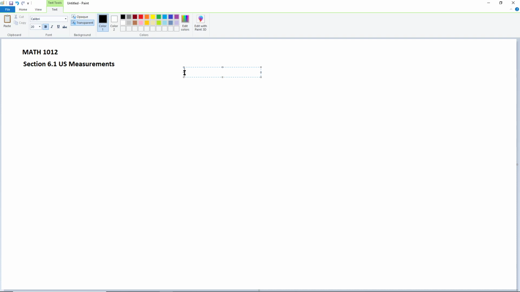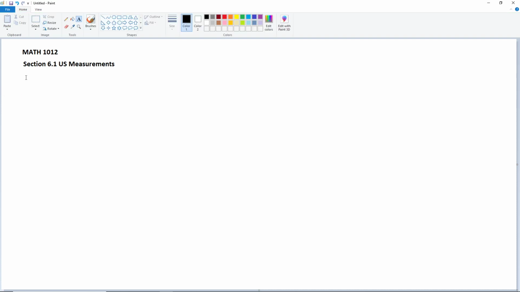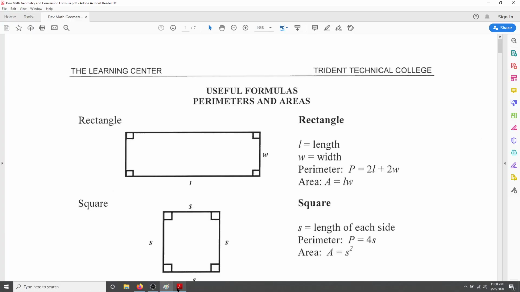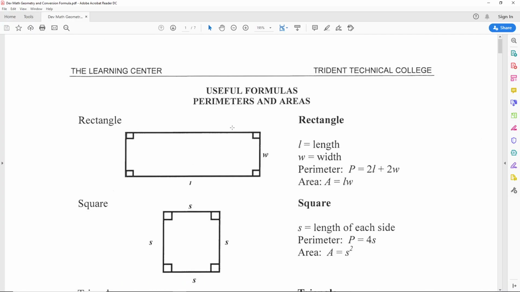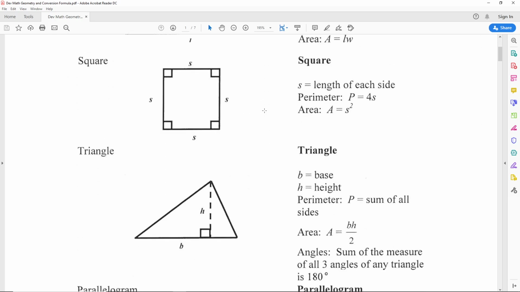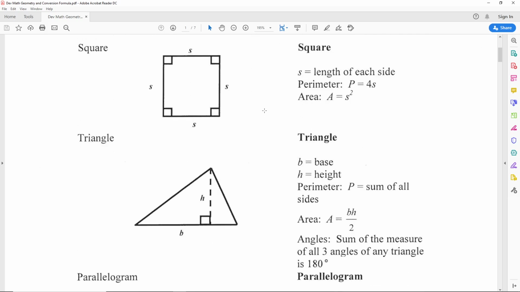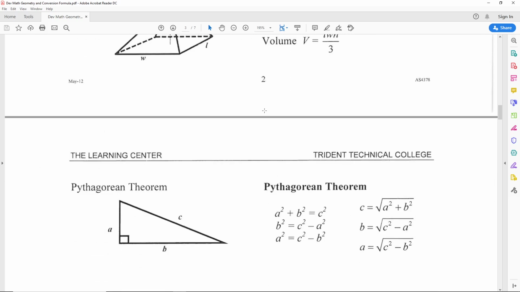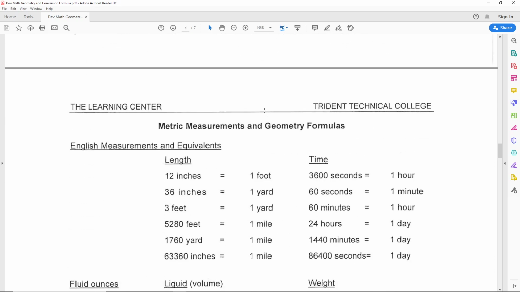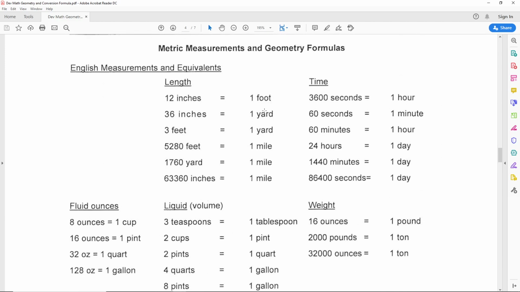So basically the idea is if we are given one of these units, and you can find this PDF file emailed to you guys a couple of days ago. You can find the formulas for geometry: rectangle, square, triangle, all the way down to circles. And this is the page that you want to use for the US measurement.